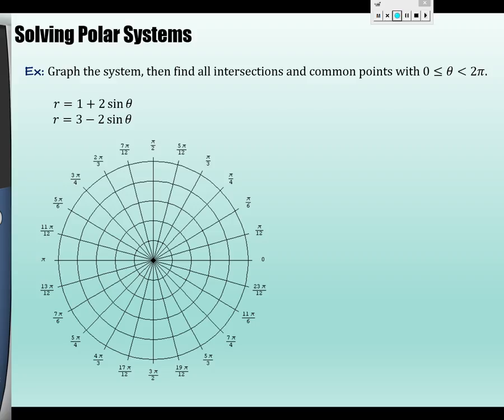How are your limaçons going? I think it might be separate. Because both of these, we got 2 limaçons here to graph.